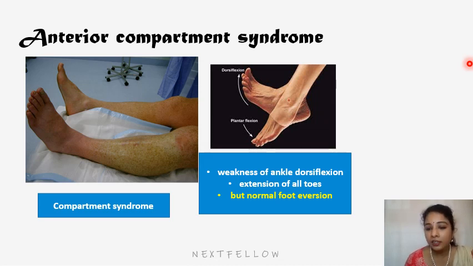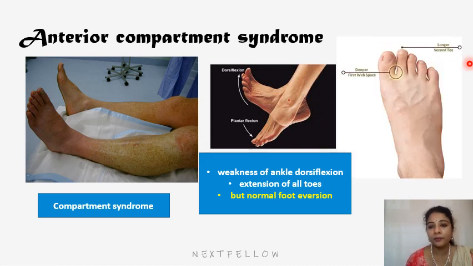because eversion is because of peroneus longus and brevis, and inversion is because of tibialis posterior muscle. So inversion and eversion won't be lost, they will be normal, but there will be weakness in the ankle dorsiflexors and even the extension of toes, because extensor hallucis longus, extensor digitorum longus, extensor digitorum brevis, all these are involved. And also there will be loss of sensation in the first web space. We know that is the cutaneous supply of deep peroneal nerve.